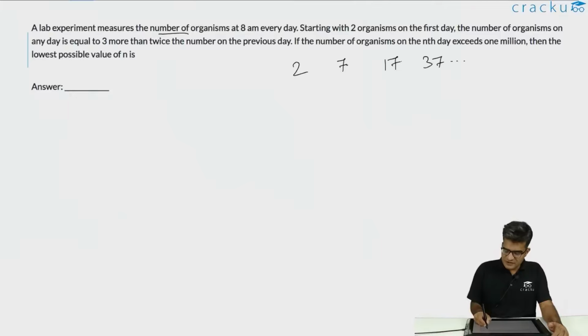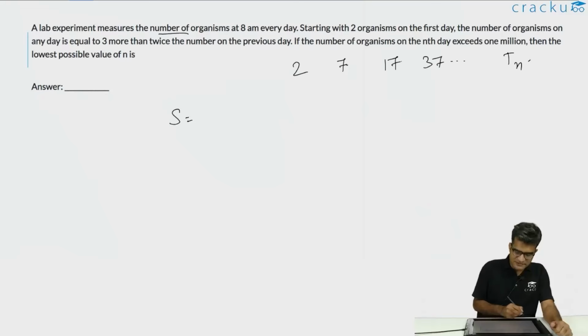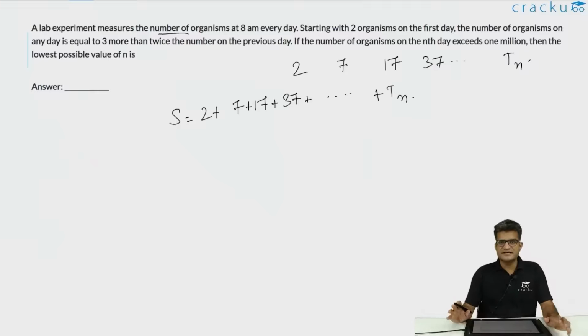Let us assume that on the nth day the number of organisms is Tn. We need to calculate a formula for Tn. This is a series where there is a common ratio between terms and a number is added to it. This kind of series is called an arithmetic geometric progression. So let us assume that S is the sum of all the terms till Tn. That is, S is 2 plus 7 plus 17 plus 37 plus ... till Tn. Although we don't need to calculate the sum, just assuming that this is S makes things very easy.